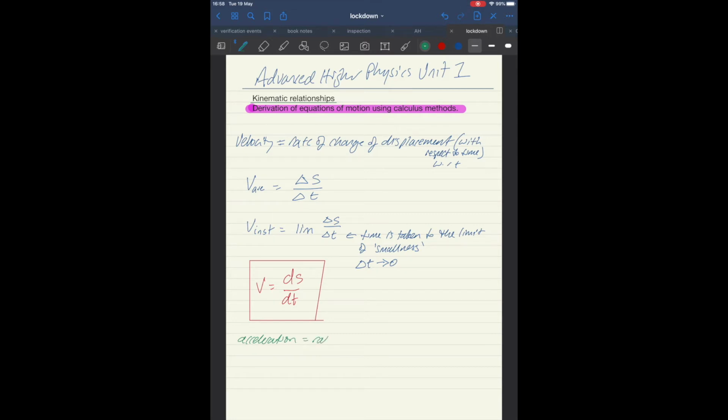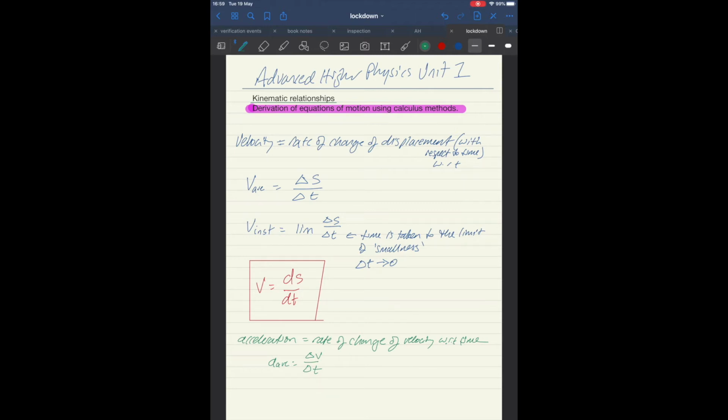Acceleration equals the rate of change of velocity with respect to time. Okay, so with respect to time, so again, the same thing. So A average, I'm sure you'll find this nice and straightforward, is, what's A average? Say to yourself, that's right, delta V over delta T. So that's the change in speed over the change in time. Usually that's written as V minus U over T, but it's the same thing.